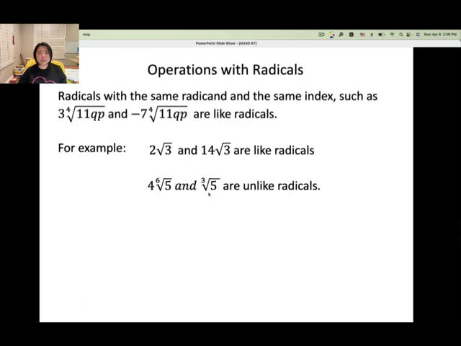And these two are unlike radicals because this is a 6th root of 5. This is the cube root of 5. So these are unlike. You can't combine the unlike terms.